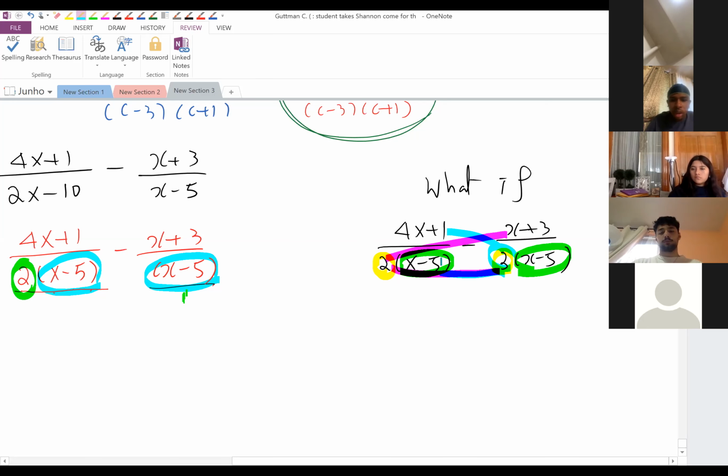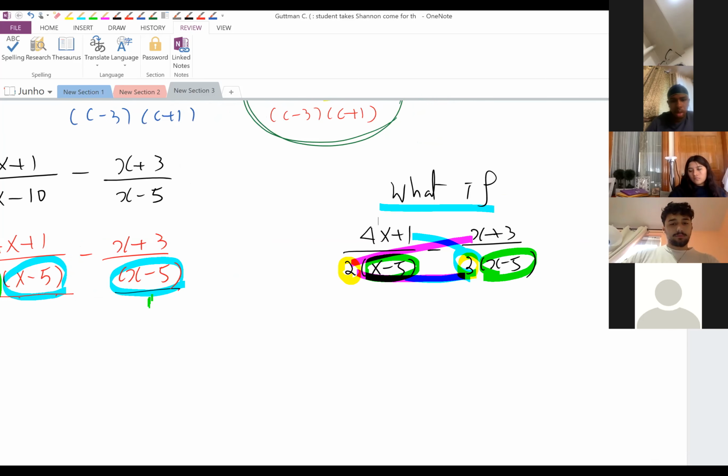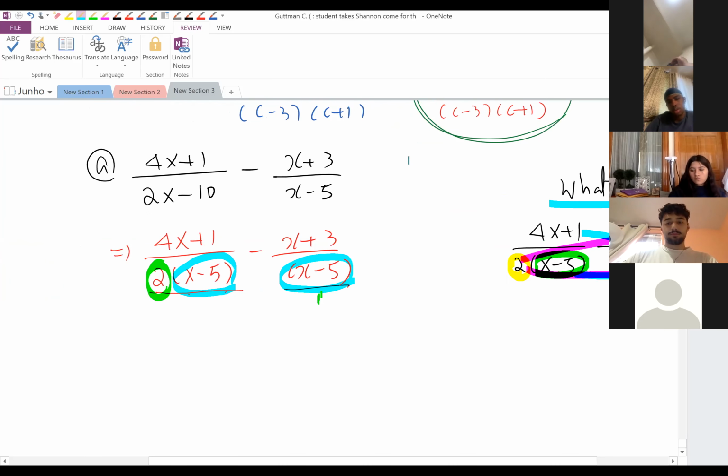How did you get to 3? I just made up. That's why I put what if. Okay, so this one has only one extra on this fraction, but what if we have both fractions? Then you need to multiply extra to the fraction that doesn't have it, basically. That's why I indicate that. Okay, so in this case, that's the only common factor between two denominators, and 2 is extra, so you multiply 2 to this fraction.